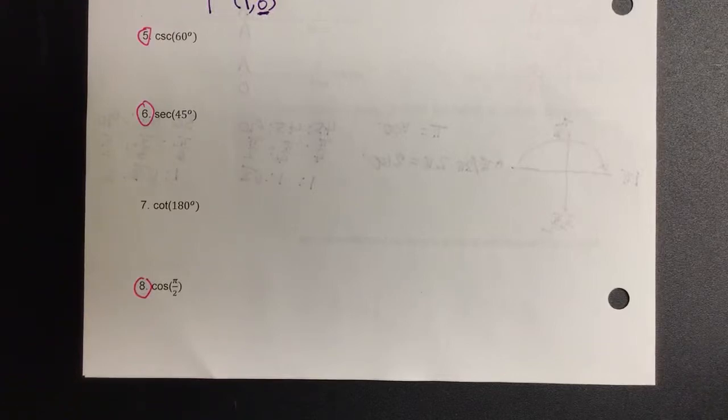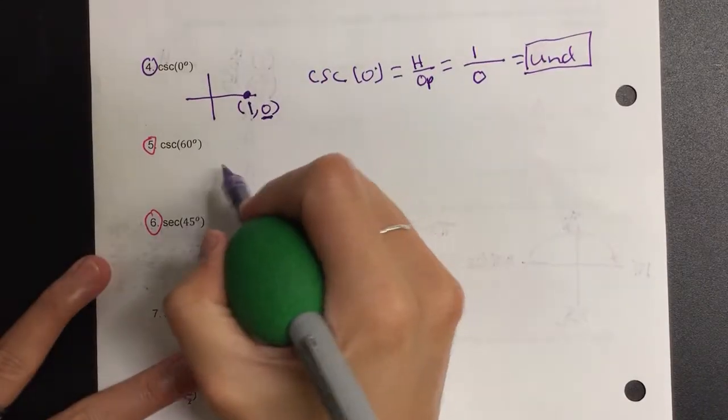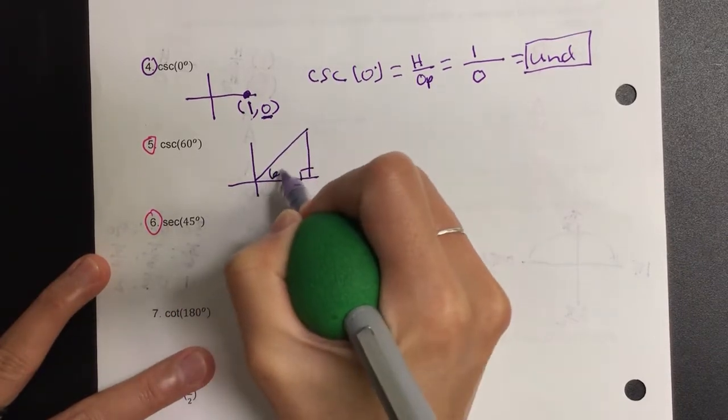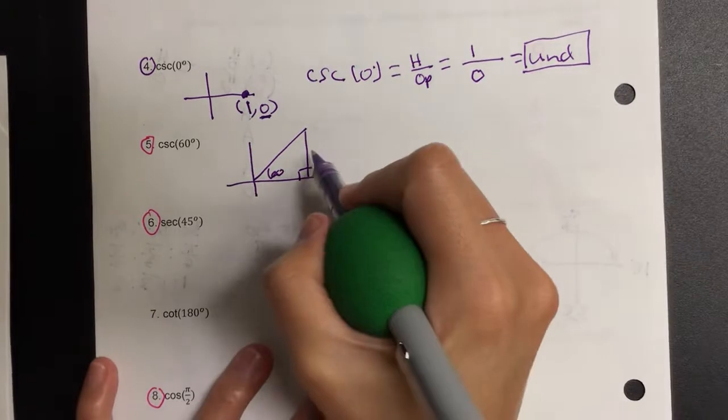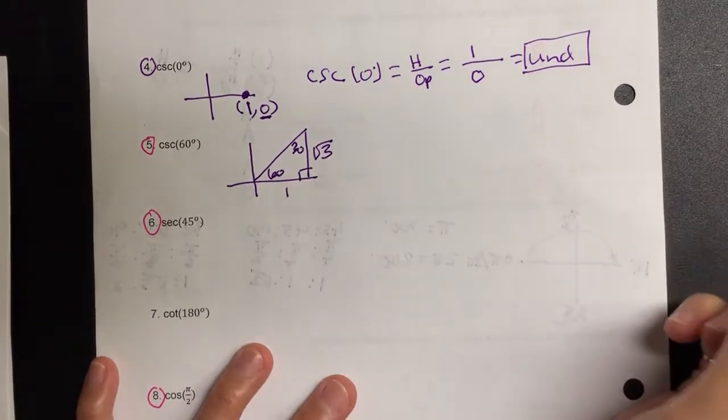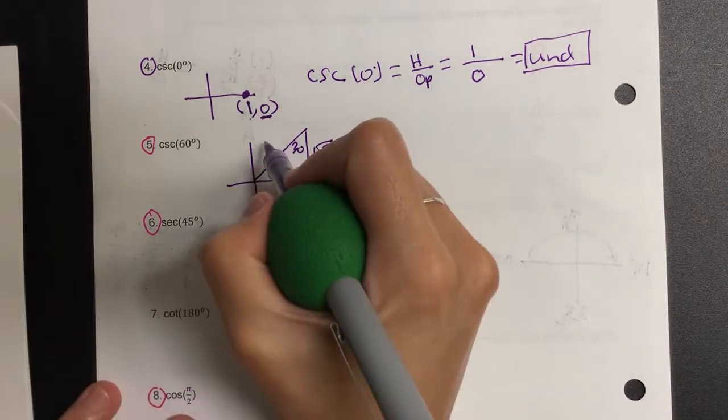So let's start with cosecant of 60. Our 60 degrees will be in quadrant 1. And we know opposite of 60 is radical 3. And we know that makes this angle 30, so that's got to be 1. What is our hypotenuse? 2.